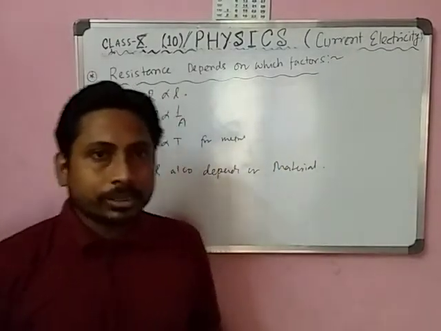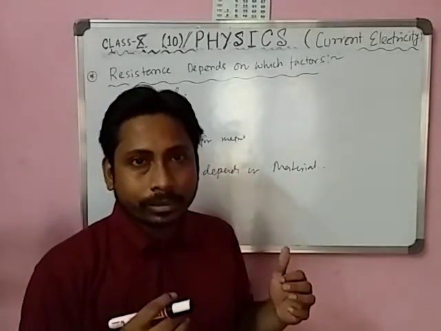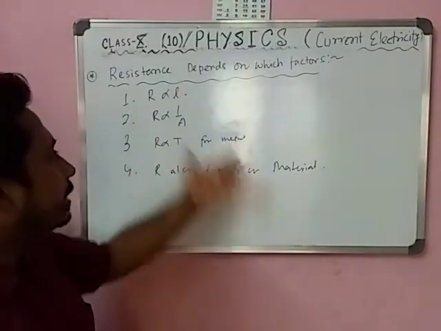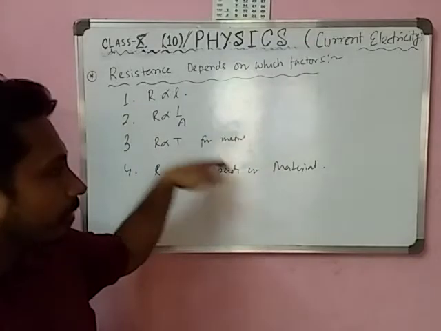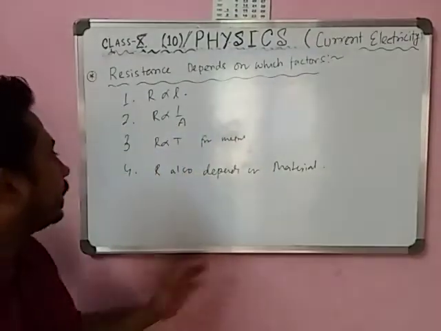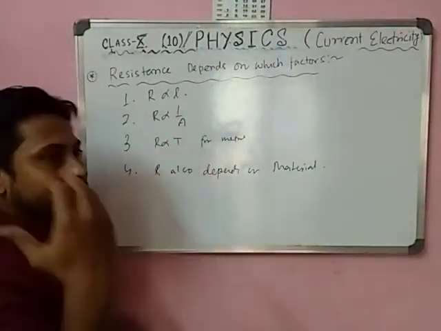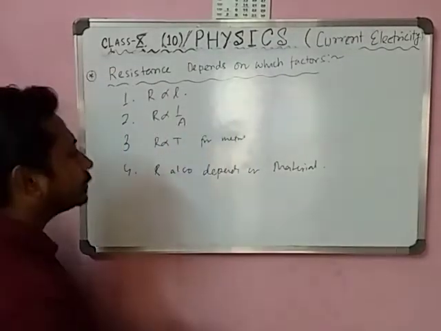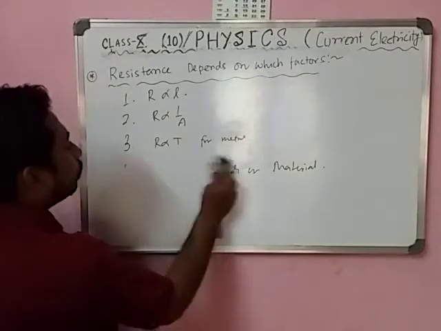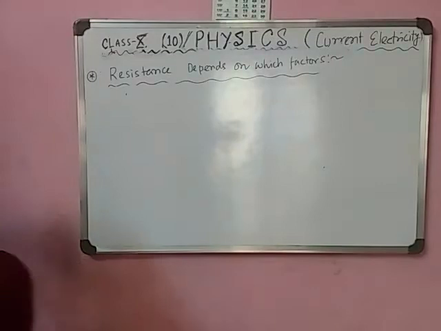Please repeat the video and listen to it; if you listen more and more times, you can understand these things. How R depends on L, how R is inversely proportional to area of cross section, how R depends on temperature, and on material. For good conductors, resistance is low, and for bad conductors, resistance is high, offering more resistance. Now students, one more thing: what is resistivity?